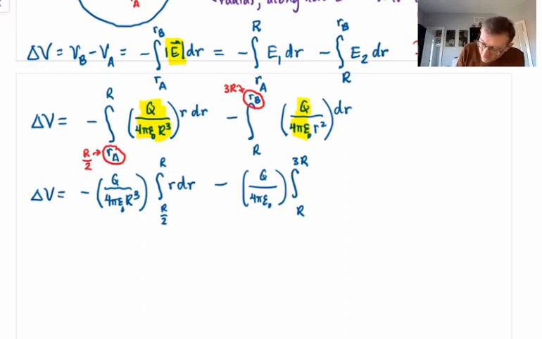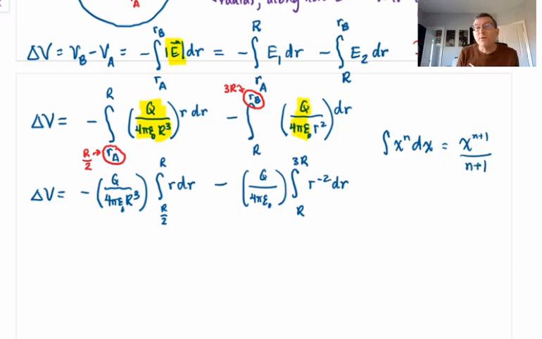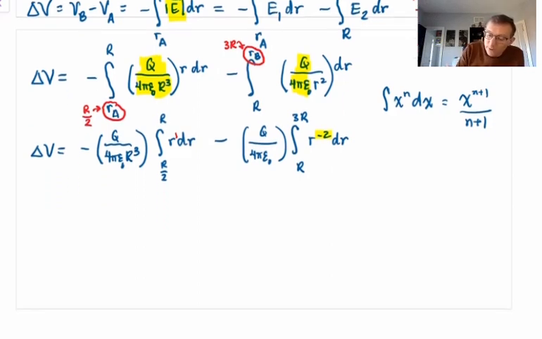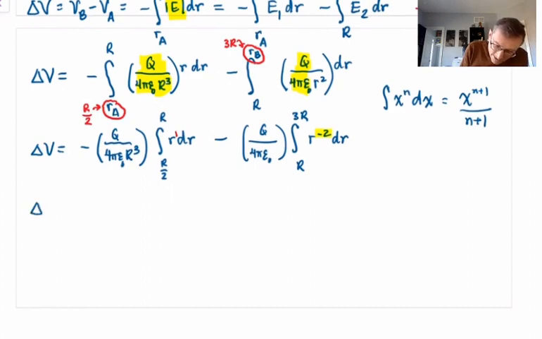I'll write the second one like this. r to the minus 2 power dr. They're both, look at the patterns, of this form. Integral x to the n dx, which is the first integral you learn. x to the n plus 1 over n plus 1. Except the x is little r, and the n in the first integral is 1. And the n in the second integral is negative 2. Okay, so no problem. Now we use that integral expression and figure out each integral.